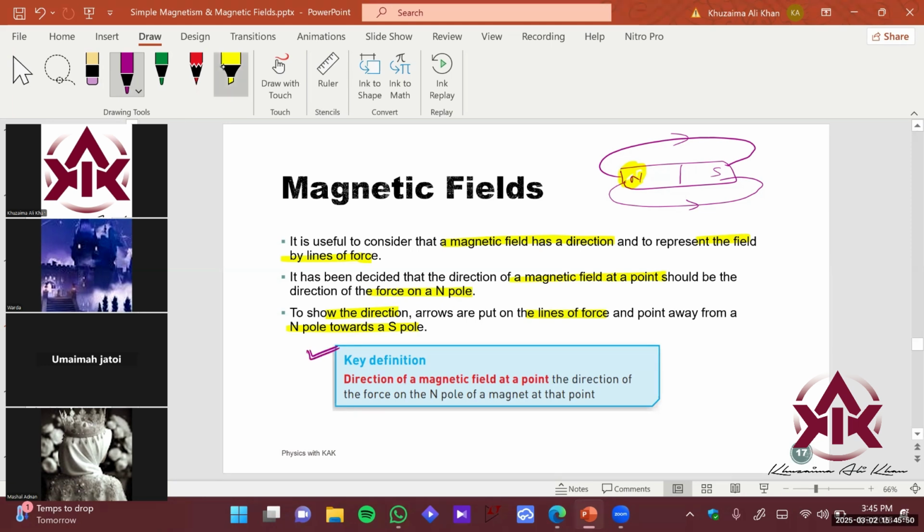The direction of a magnetic field at a point is the direction of the force on the north pole of a magnet at that point. So the direction of the field which we sketch here goes from north to south. The starting point of the field is the north pole of a magnet, and the force is directed in this particular direction here. Does that make sense?